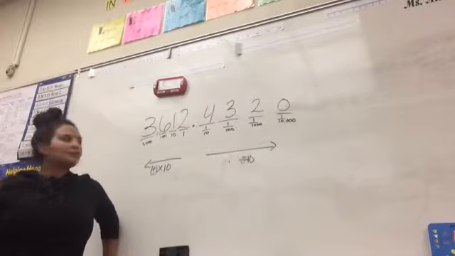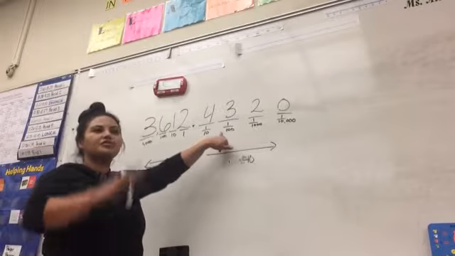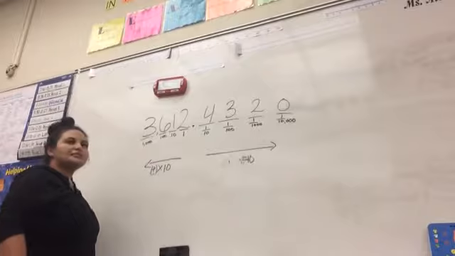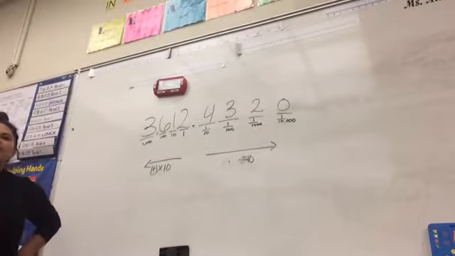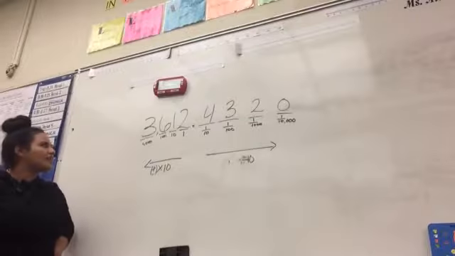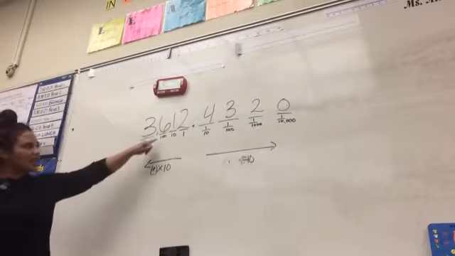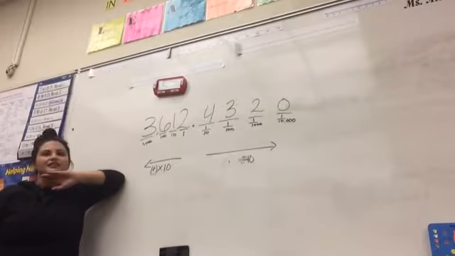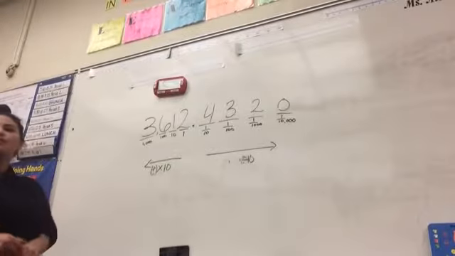If I said circle what's in the thousandths place, what would you circle? 2. Good. If I said circle what's in the hundredths place? Yell it out. 3. In the tenths place? 4. What if I said circle what's in the thousands place? 3. Good. In the hundreds place? 6. In the tens place? 1. In the ones place? 2. Good. Okay, so that was place value.